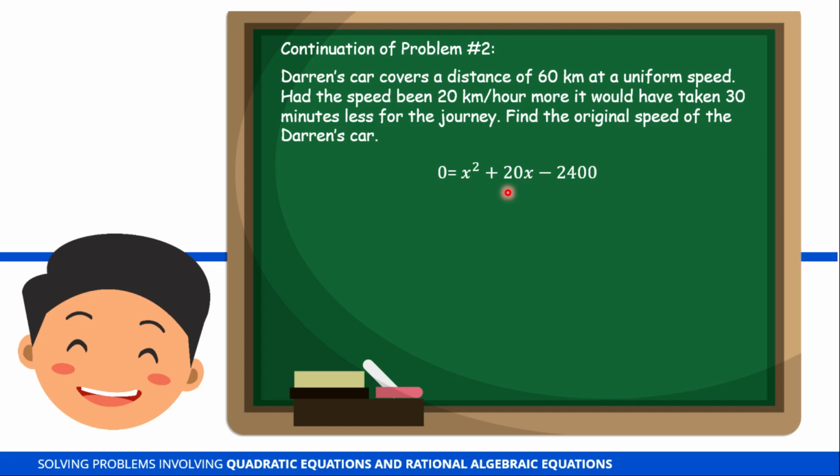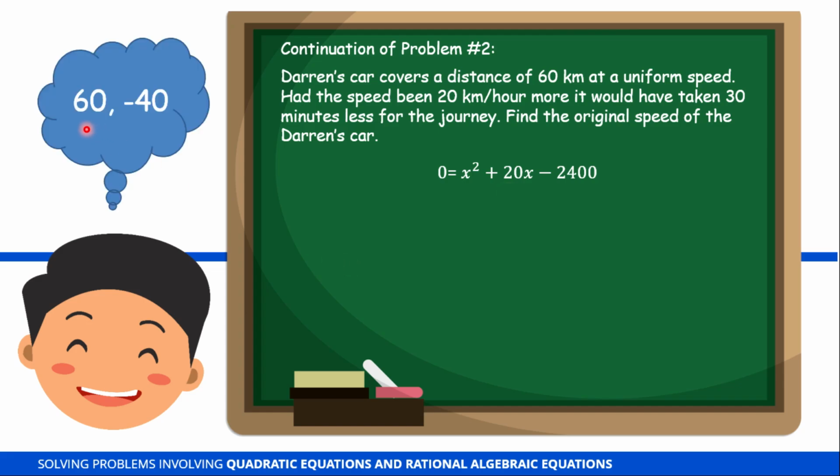Okay? So, mag-isip tayo ng factors ng negative 2,400 kung saan kapag pinag-add, ang magiging sagot ay positive 20. What are those numbers? Answer is 60 and negative 40. So, 60 times negative 40, that's negative 2,400. And 60 plus negative 40, that's positive 20. So, gamitin na natin yan sa ating factored form. Okay, so ito na ang factored form natin: 0 is equal to quantity x plus 60 times quantity x minus 40. Ginamit natin yung factors na nakuha natin kanina.